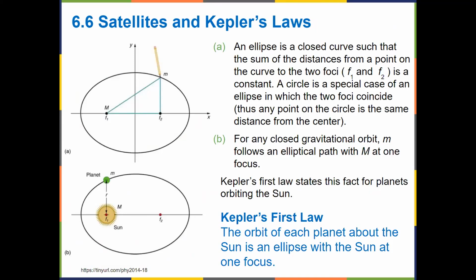So the last section in this textbook talks about the satellites and Kepler's laws. The moon is the natural satellite of the Earth. And then we also have a lot of man-made satellites, artificial satellites, in space close to us. But for Kepler's laws, there are three laws.